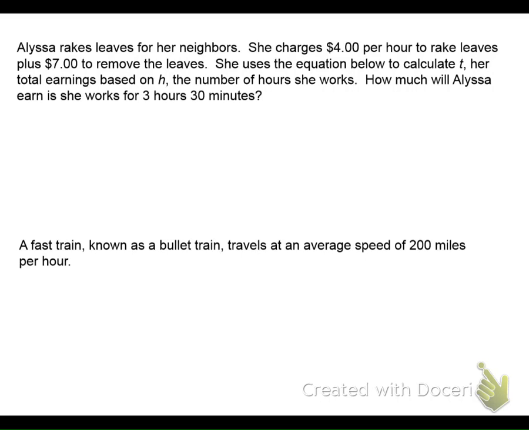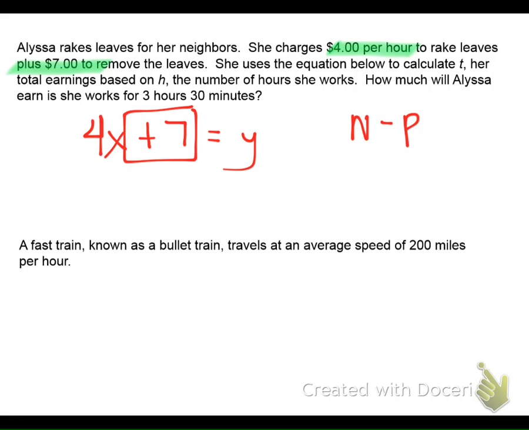Because in scenarios you can see the same way we have something being added or subtracted in an equation, we're looking for that same idea inside my scenario. So if we're looking at this first one, Alyssa rakes leaves for her neighbors. She charges $4 per hour, there's my multiplication, to rake leaves, plus $7 to remove the leaves. Now when I see that plus charge, that's cueing me off saying, wait a second, if I wrote this out, there's my $4 per hour plus $7 to remove the leaves. There's my constant. So this situation is non-proportional.